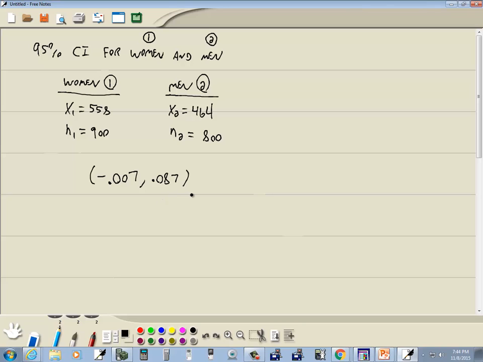Now I realize this is the confidence interval of the differences between the proportions. Now if men had been first, if it had said find the 95% confidence interval between men and women, then the 1s would be the men and 2s would be the women. So reading the problem is very important and see which one it refers to as first. And that's always your first population, first sample. And then your second one will be your second population, second sample. But this is our answer.